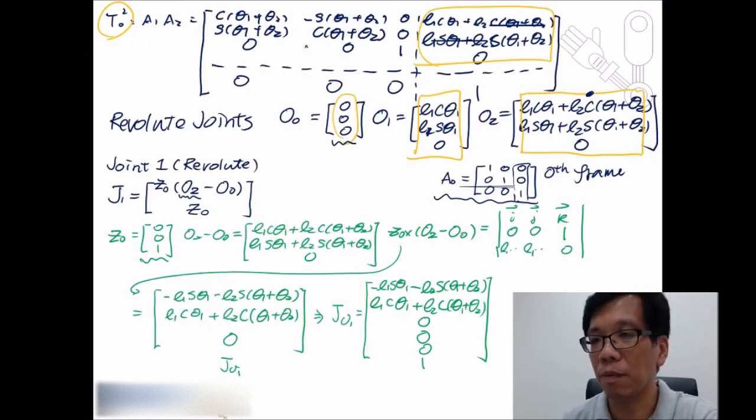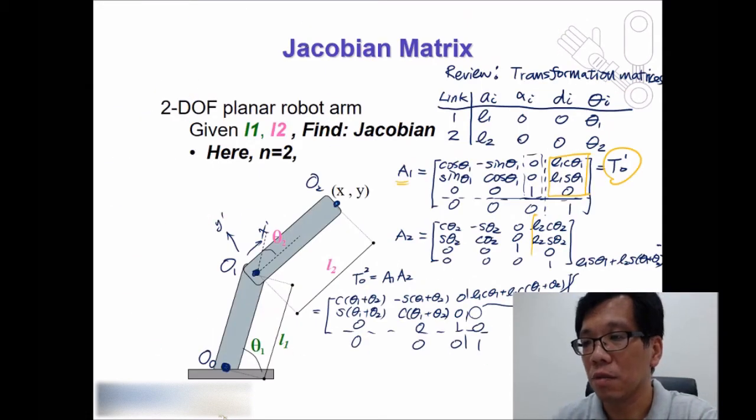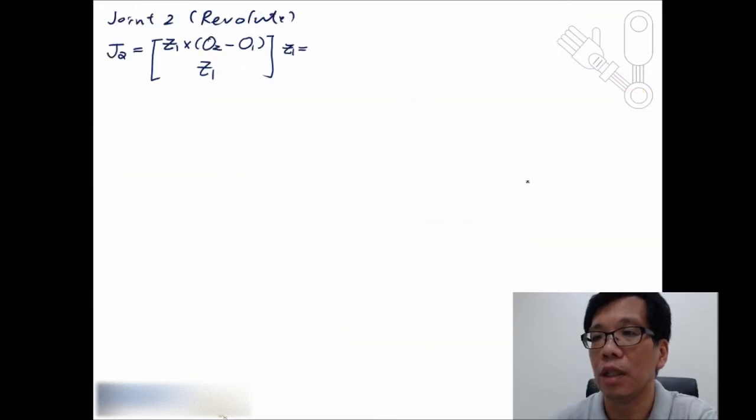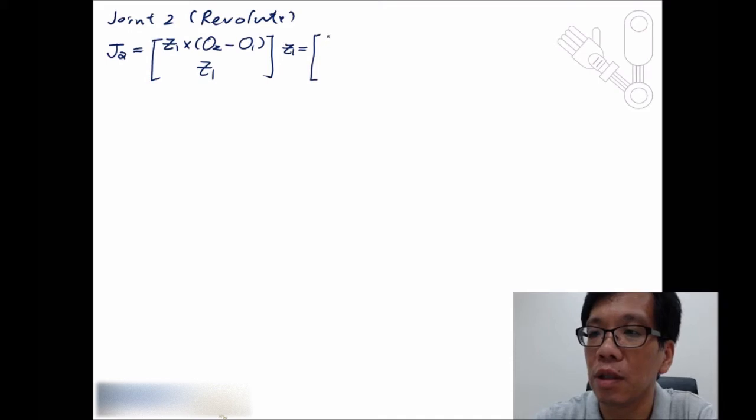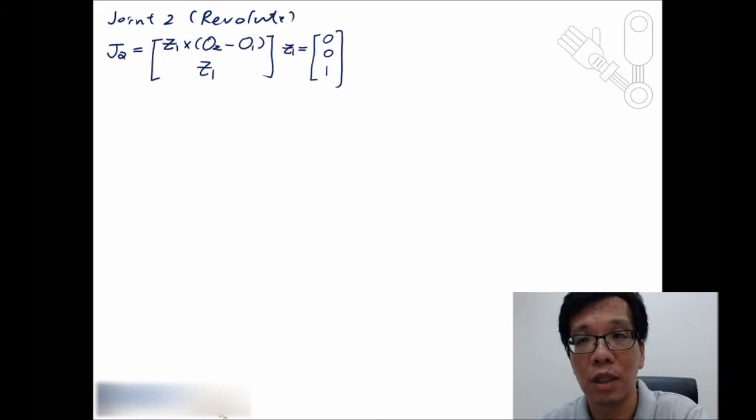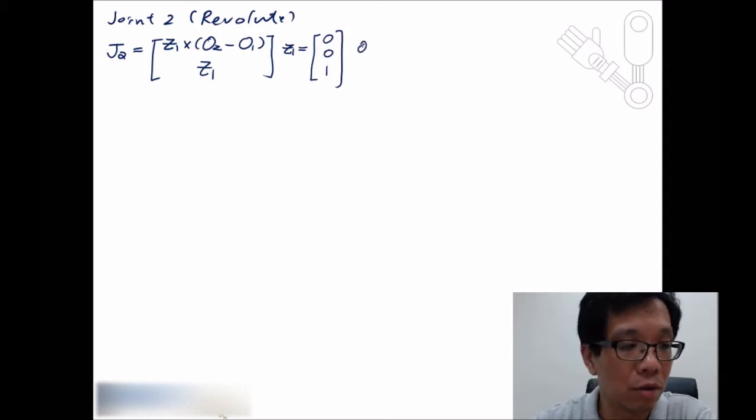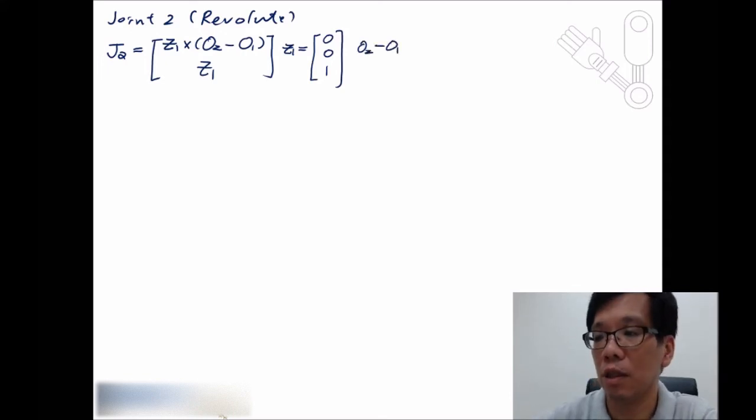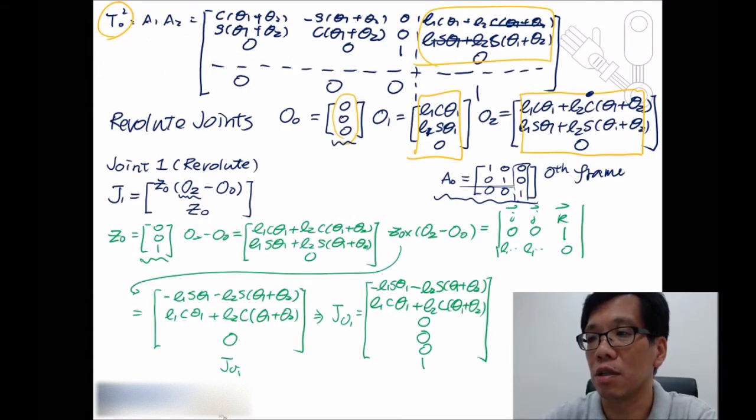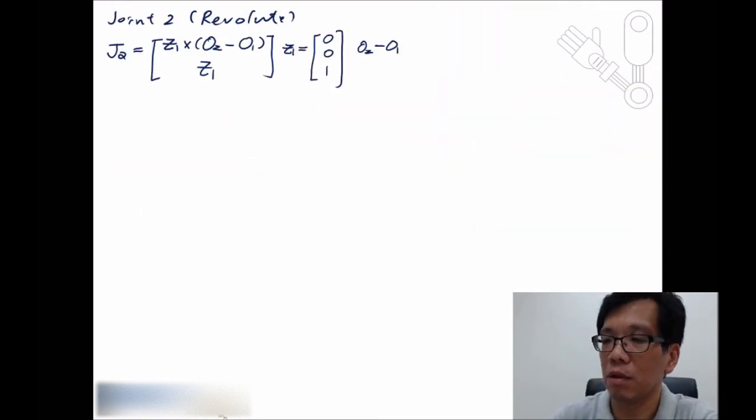So Z1 over here, let's go back to the previous one. Z1 is going to be this column over here, which is still 0, 0, 1. So just put 0, 0, 1. Keep in mind, this is going to be the transformation matrix of the first frame. And for the O2 minus O1, this one needs to be more careful. This is O2, this one over here. I'm going to minus this one.